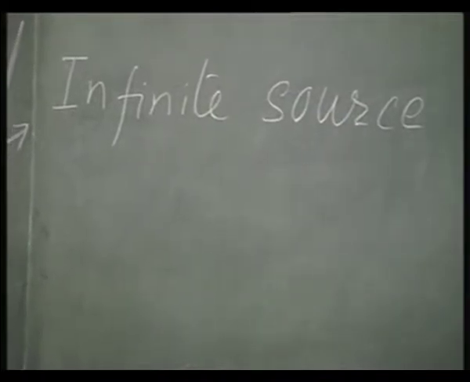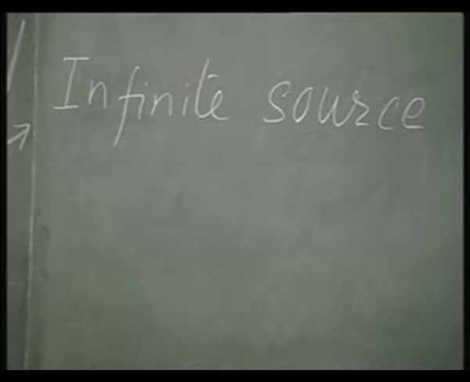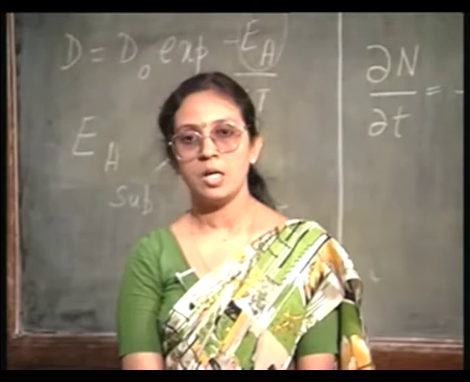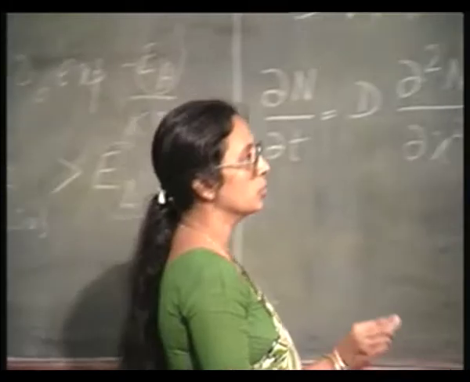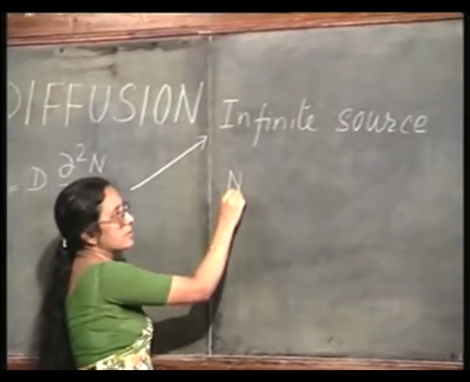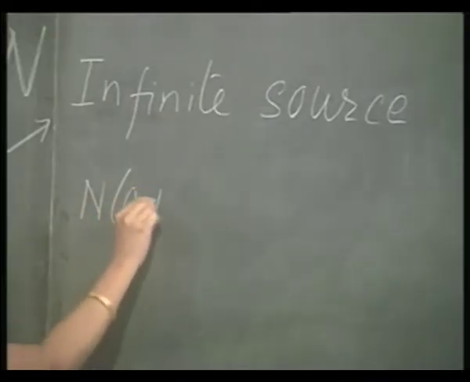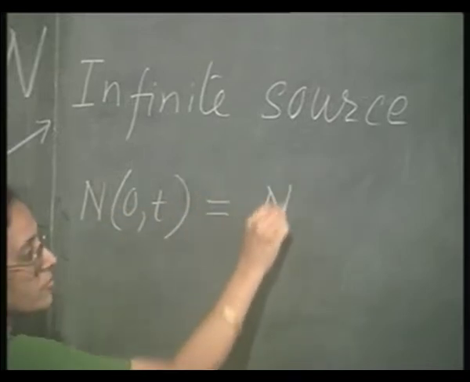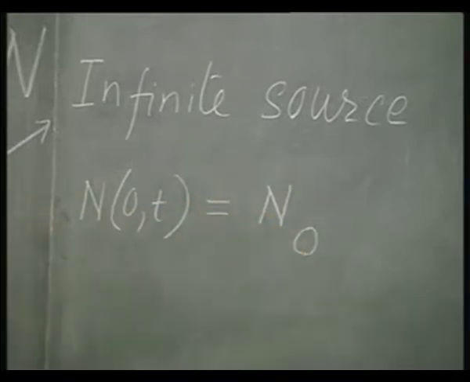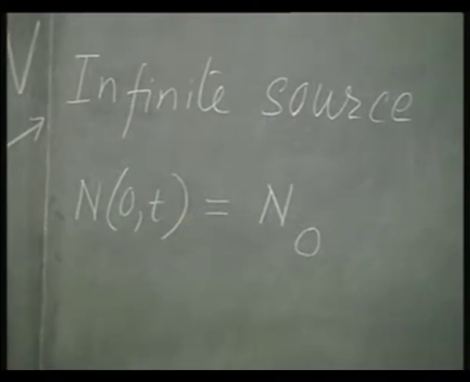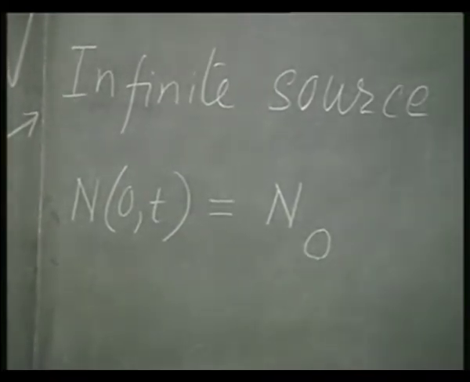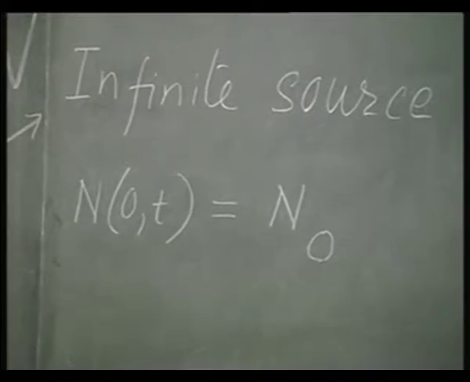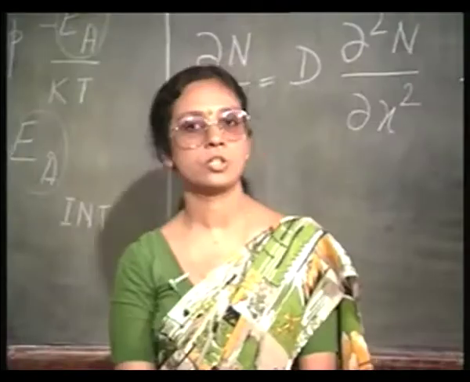In this infinite source diffusion, what are my conditions? The first condition is, as I told you, that the concentration at the surface, x equal to 0, is given by the solid solubility limit. I am going to denote it by N0. Okay. So, this is one boundary condition. At the surface, the doping concentration is equal to the solid solubility limit.